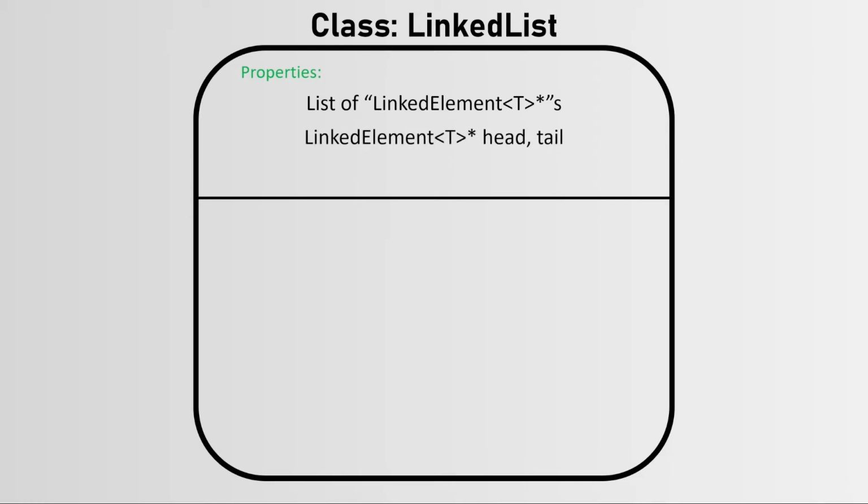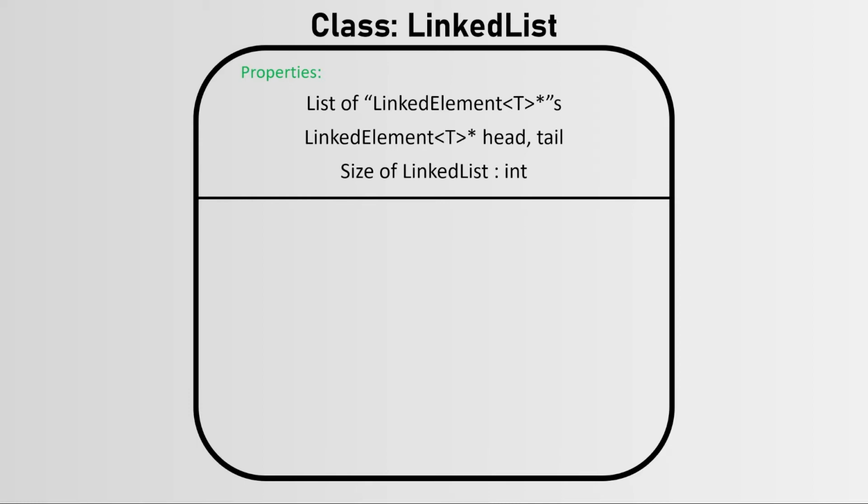Now let's think of the linked list. So we create a class called linked list. In this class, I want to store the pointers to all of the elements of the class so I can free them easily later on. So that's my first property. My other properties could be the size of the linked list, a pointer to the head of the list, and a pointer to the tail of the list.